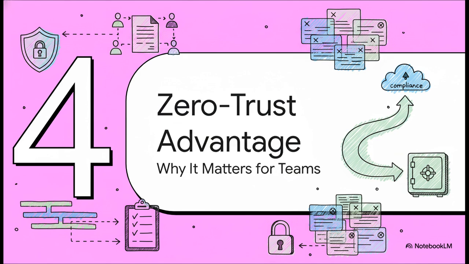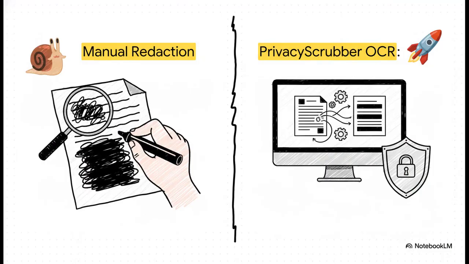So what does this zero-trust approach actually mean for your team in the real world? Well, it has some pretty profound effects on your workflow, your security, and of course, your compliance. Just think about the old way of doing things for a second: manual redaction. It is so slow, it's tedious, and honestly, it's really easy for a person to make a mistake. The PrivacyScrubber OCR approach? Well, it's instant, it's automated and accurate, and it's totally secure because it's 100% local.